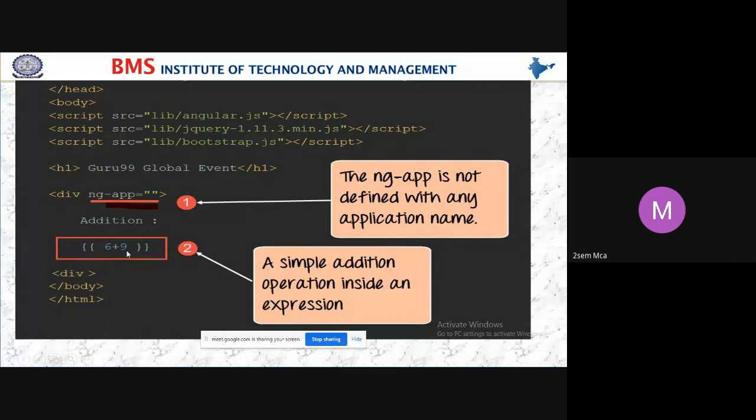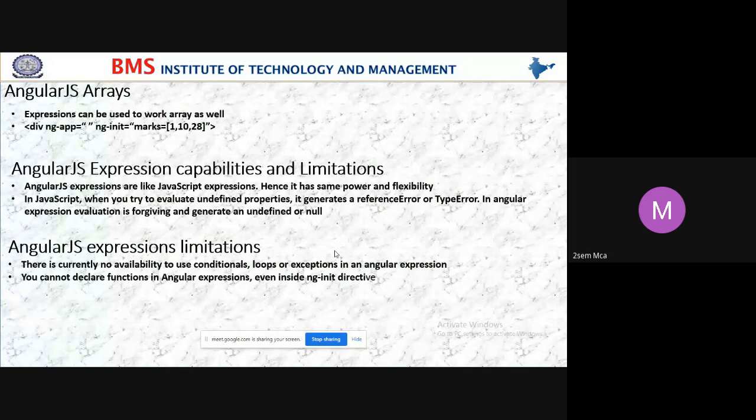Directly here you can write in the expression a plus b. So whatever values I have defined and assigned here in the div tag, those initialized values will be assigned to those variables, and the addition, or the sum, will be calculated and displayed as output.